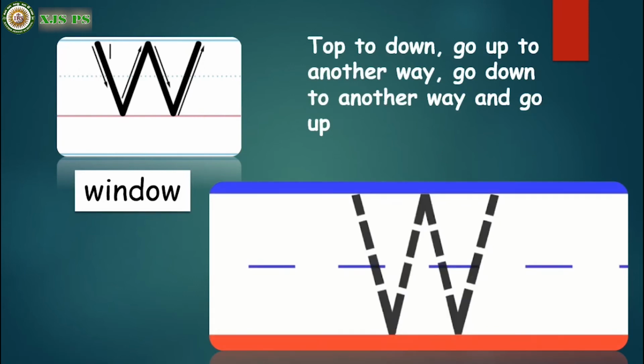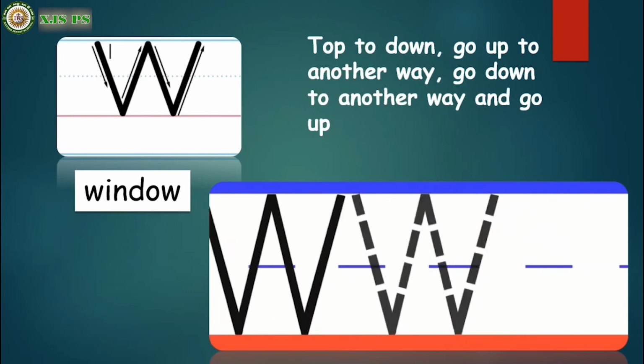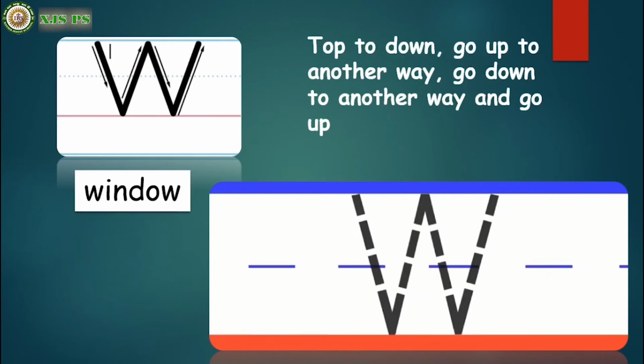Everyone? Okay. First, second, third, fourth. So now, everyone, write letter W in the air all together. Okay. First, second, third, fourth. Okay, one more time.